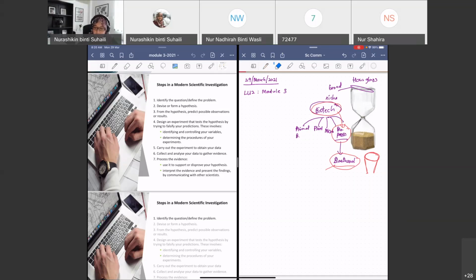How do you know the background? You have to read a lot of articles. That's how you know what's going on in bioethanol research. You have to read a lot of it. The more you read, the more you know. From your reading, you will identify that some people have done this, some people have done that. That is the background.